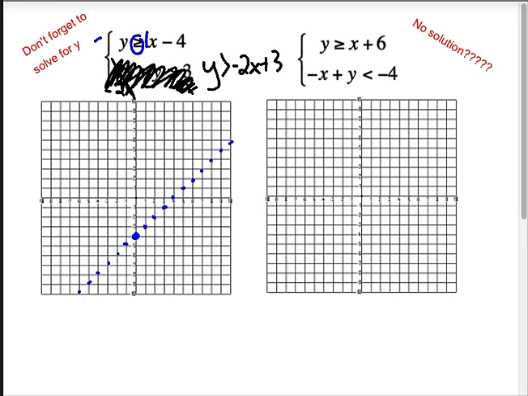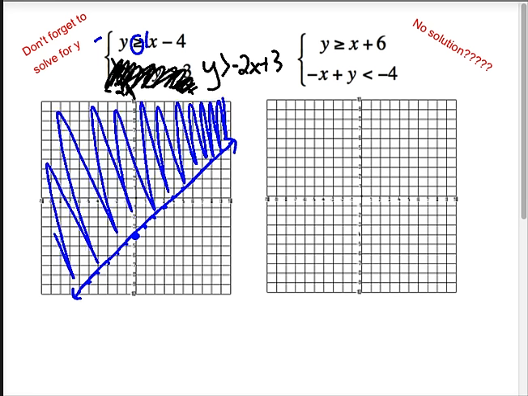Interpret my inequality. I see that it's greater than or equal to. So I get a solid line. And it's greater than. So I shade above my line.